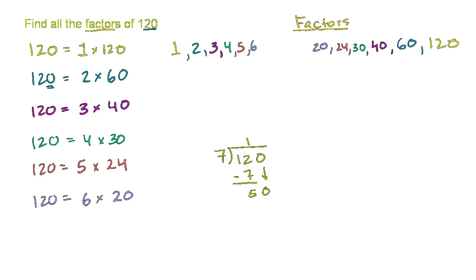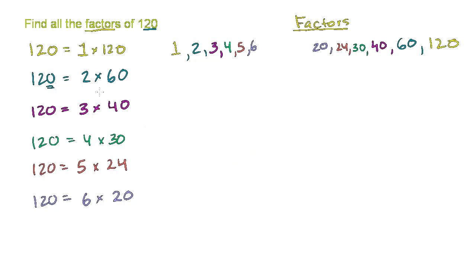Bring down the 0. 7 goes into 50. 7 times 7 is 49. So it goes into it 7 times. Subtract. You have a remainder. So it does not divide evenly. So 7 does not work.